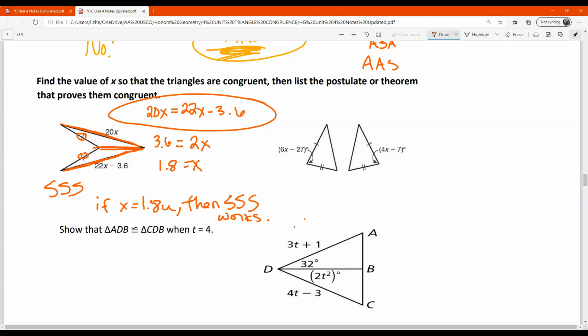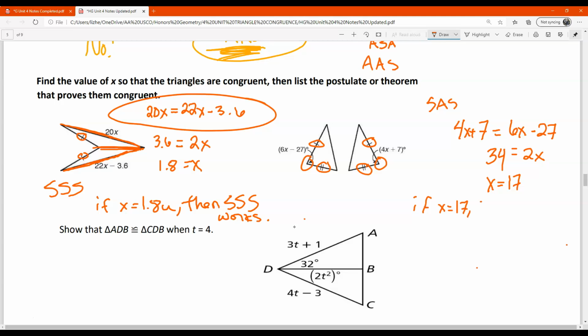Next one. So here I have this side equals this side equals that side. And so it looks a lot like, and then I have this one going with that one, right? That would be the side angle side, correct? But in order to do side angle side, these two angles have to be equal. So I'll say 4x plus 7 has to equal 6x minus 27. Solving that, I get 2x, I subtracted the 4x, add the 27, and I have 34, so x has to be 17. So I could say, if x equals 17, then side, angle, side works.